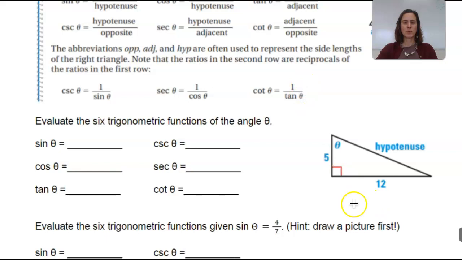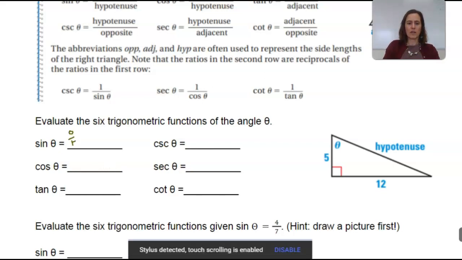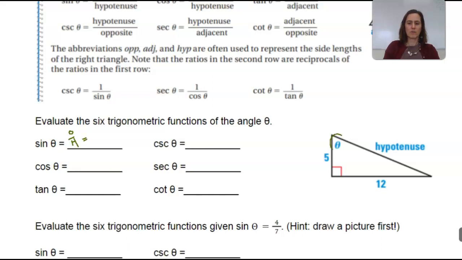We have our first example here. Sine, cosine, and tangent, that's pretty straightforward. We have opposite over hypotenuse. So that would be from this angle right here. Here's our reference angle. 5 would be our adjacent side. 12 is our opposite side. And we don't know the hypotenuse. We got to find it.